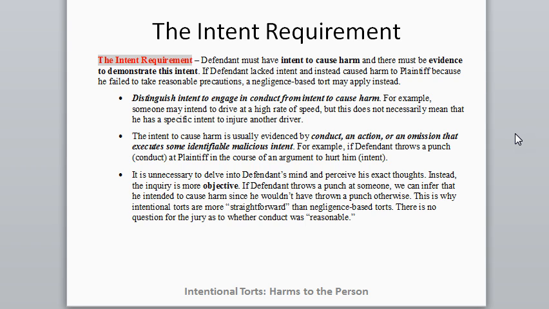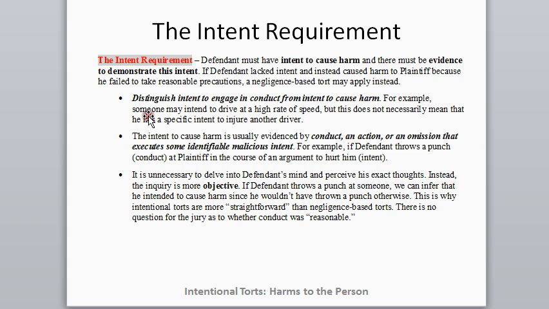For your purposes on the bar exam, they're going to throw at you potentially a question where the intent is a bit ambiguous. So, for instance, an interesting example here is the distinguishing between an intent to engage in the conduct itself from an intent to cause harm.